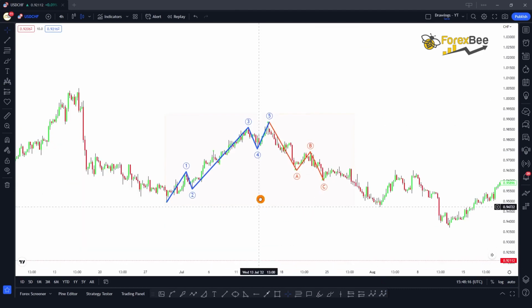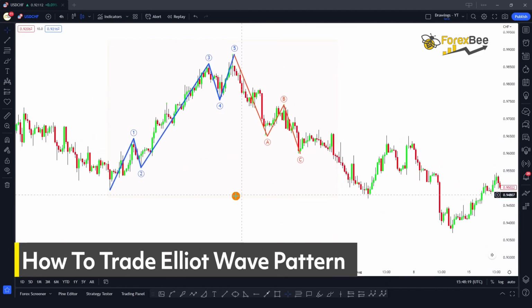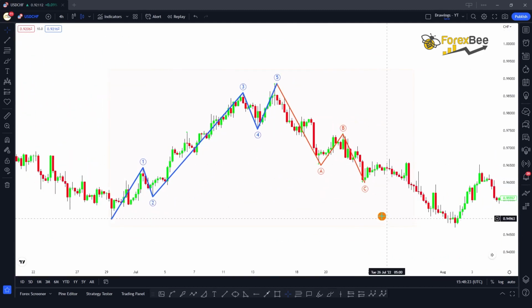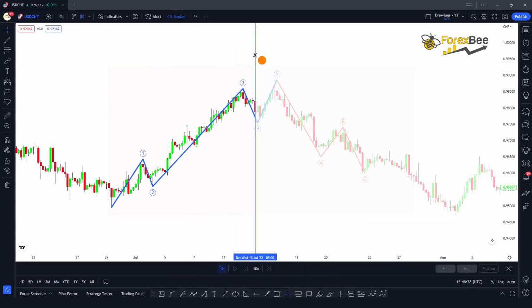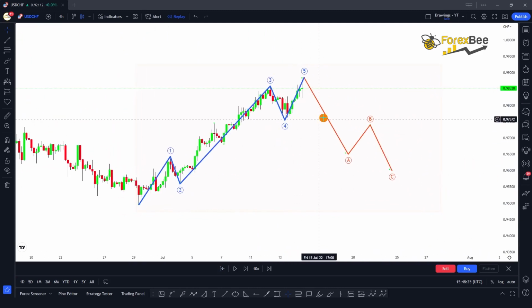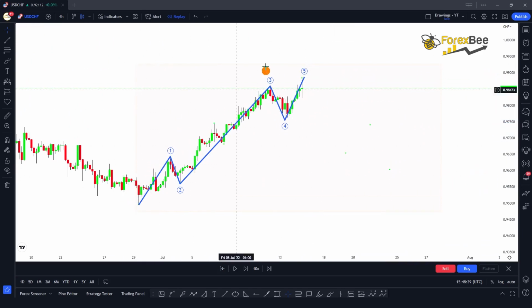Now let's talk about how you can use the Elliott wave pattern in your trading. Once you have detected the Elliott wave pattern successfully on the chart, for example, here we can see this is the Elliott wave pattern. Now, of course, when the market is moving in real time, you won't be able to see it like this. So let me remove this. Till now, we can see that the 5 phases, the impulsive phase of the pattern, is complete. Now we are expecting the market to go downward in the bearish direction.